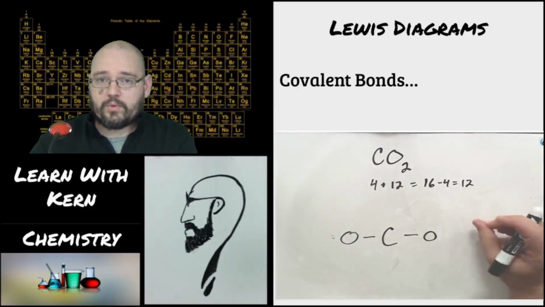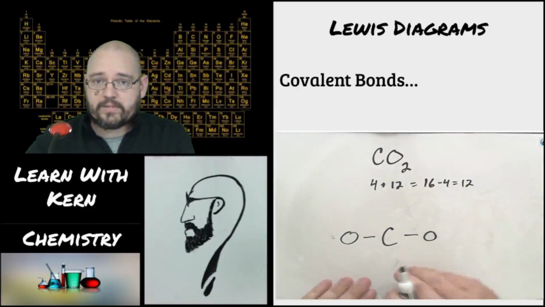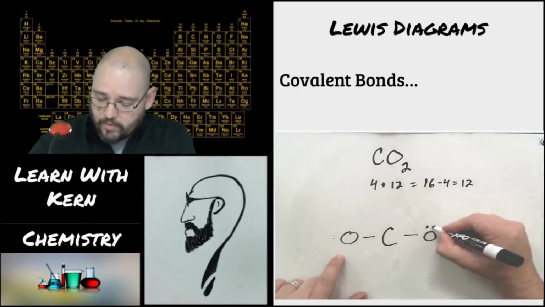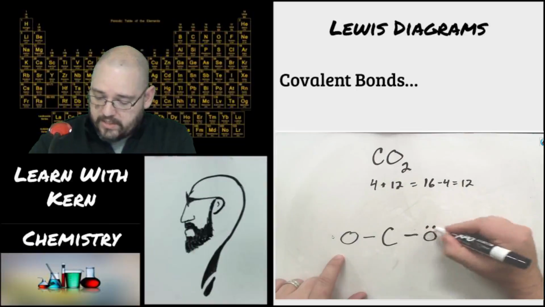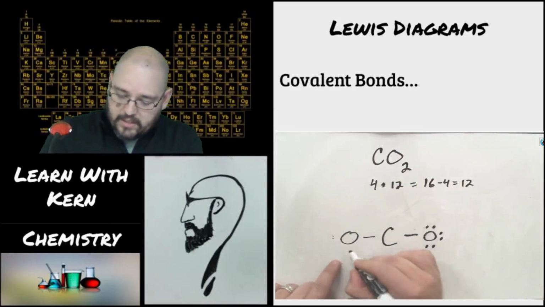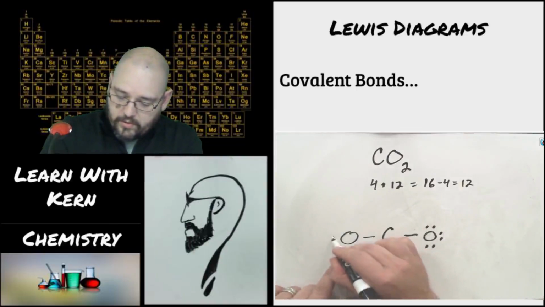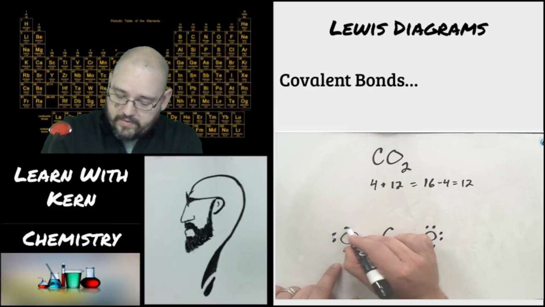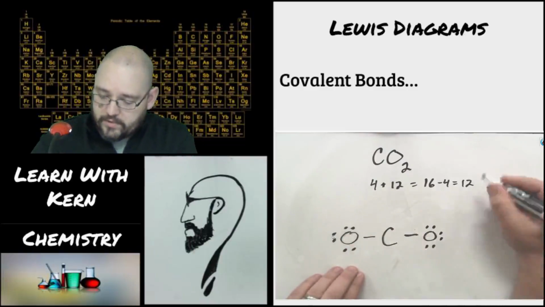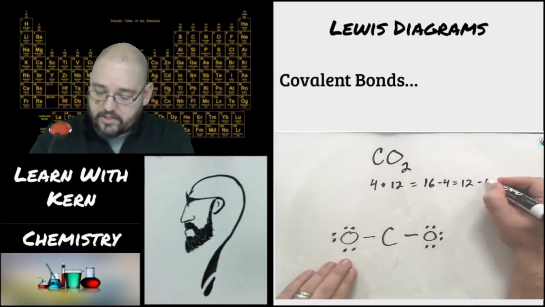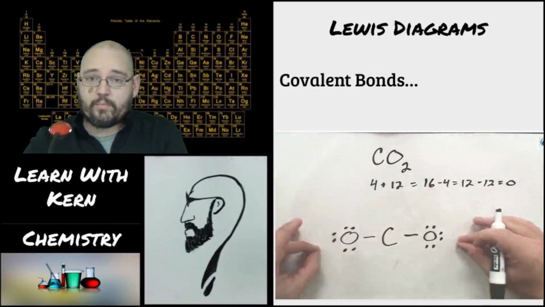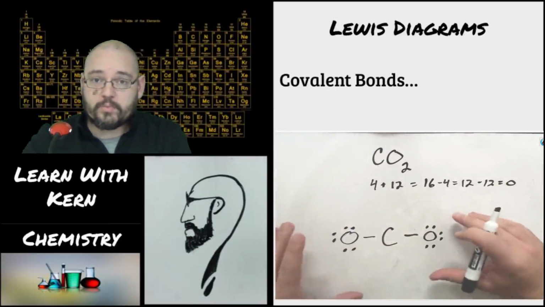And now I'm going to fill the octet of my outside atoms. So that's these 2. So to fill their octet, they each need 6 more. They have 2 from their bond, so they each need 1, 2, 3, 4, 5, 6. So each of my oxygens get 6 more electrons. So that's 6 here and 6 here. I just used 12. So I have no more electrons to work with, so I cannot add any more electrons to this picture. All I can do is move them around.